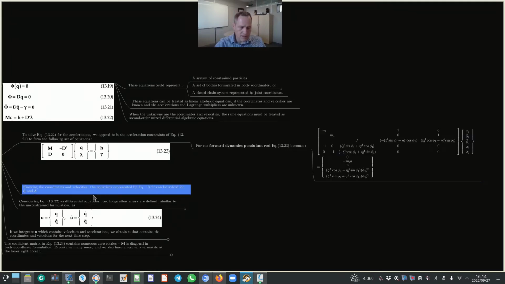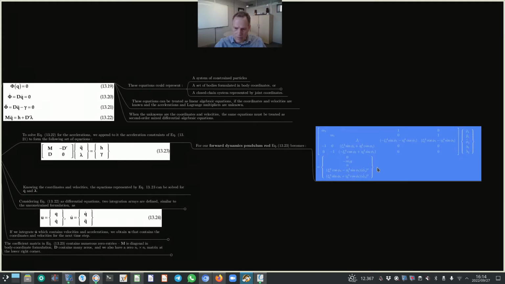Alright, so let's now look at the next line of thought. Knowing the coordinates and velocities, the equations represented by 13.23 can be solved for q double dot and lambda. So let's just look at what we have. What they say is knowing the coordinates and velocities. Obviously the mass will be known, as will the moment of inertia. The local coordinates xi A1 and eta A1 are known. Then we need the coordinate phi, the angle phi, which is one of the coordinates. We need to know that.